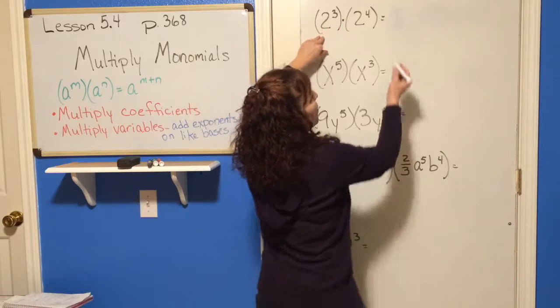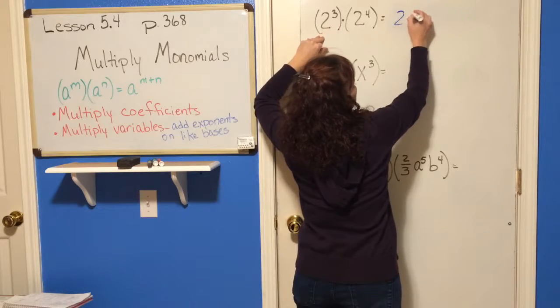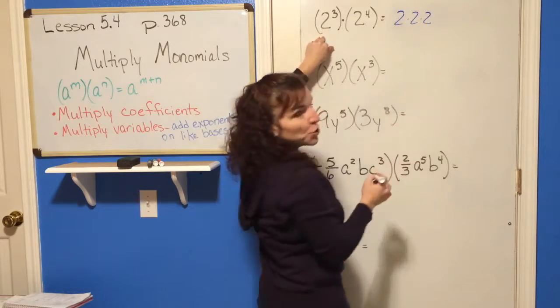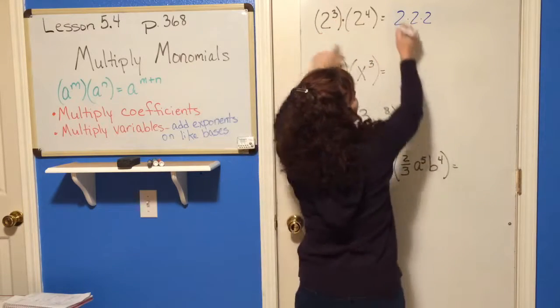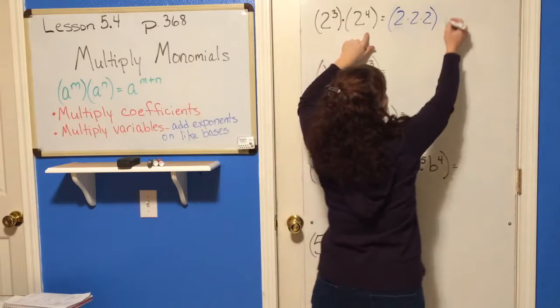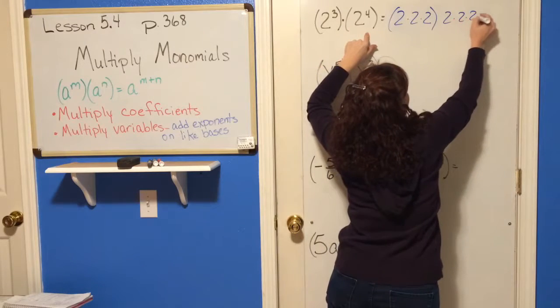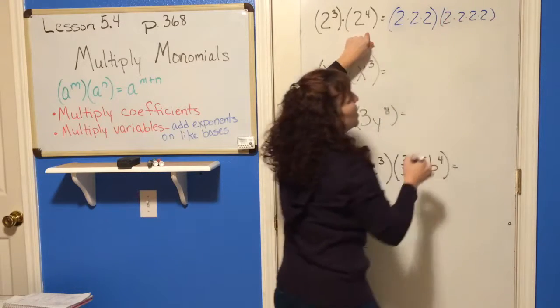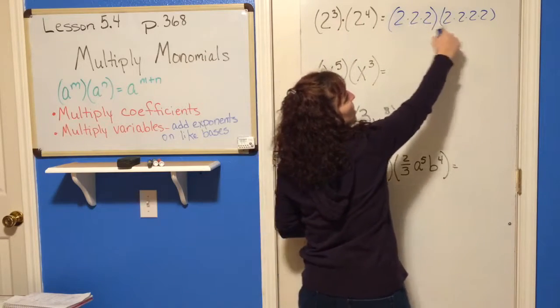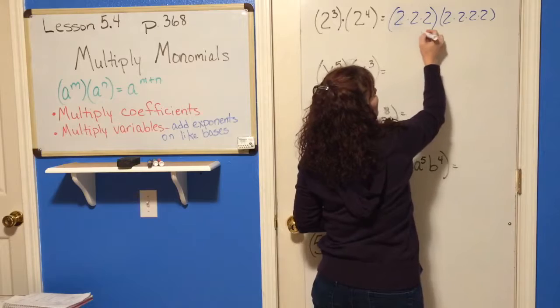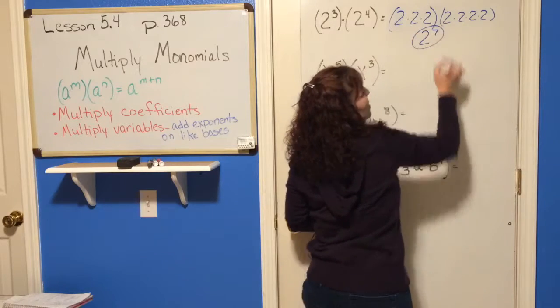2 to the third power means 3 factors of 2. So 2 is the base raised to a power of 3. So 1, 2, 3 factors of 2. 2 to the fourth is 1, 2, 3, 4 factors of 2. So now when we multiply all of those, we have 1, 2, 3, 4, 5, 6, 7 factors of 2.